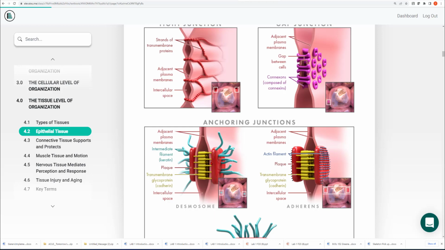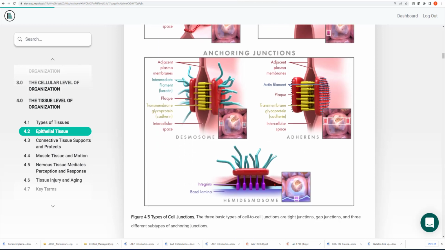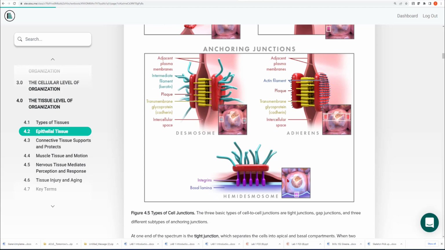So think of desmosomes like the rivets on the pockets of your jeans, right? And why did they put those rivets on those jean pockets? Again, as you're sticking things in and out of your pocket, there's some extra stress, and those rivets are helping to withstand that stress. And finally, there are hemidesmosomes.